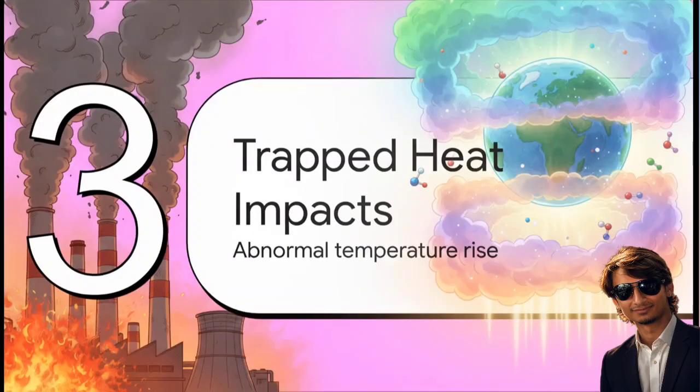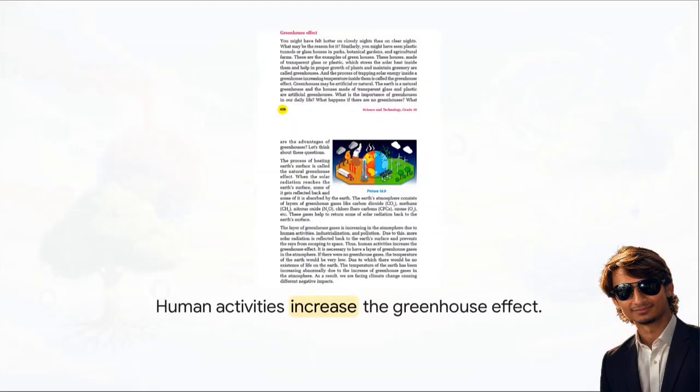Which brings us to Section 3, Consequences of Trapped Heat. All right, so on one hand, you have a beautifully balanced natural ecosystem. On the other, you have a heavily polluted, overheating planet.